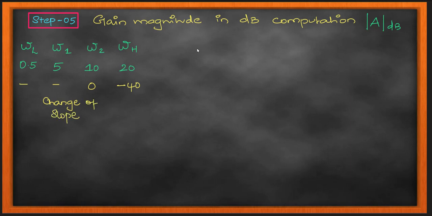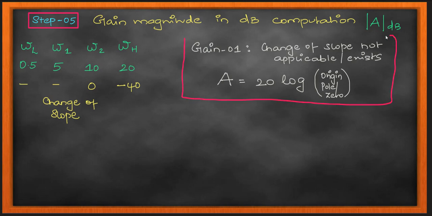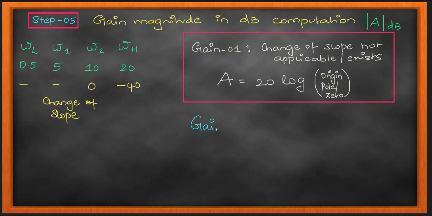So omega, these are the corner frequencies, and this is mapped to this change in slope. And now I want to find what this A in dB, the gain in dB, is. So for every Bode plot, we have two formulas for your gain in dB. So the gain 0, 1 is given by the change of slope. Okay, so this is your gain. This is change of slope, not applicable.